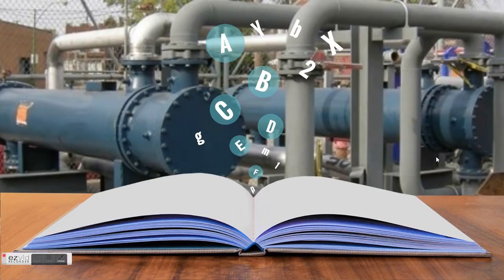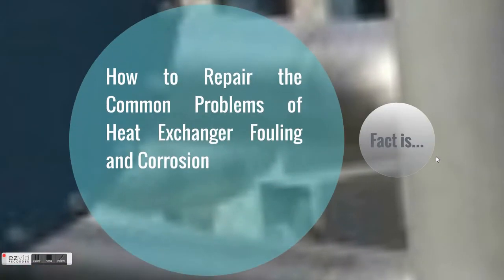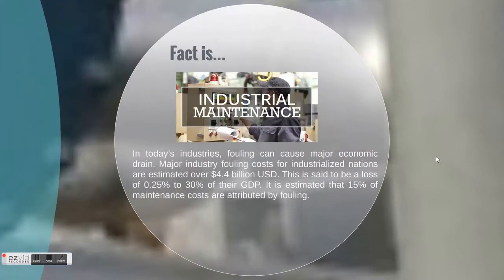In this video we will discuss how to repair the common problems of heat exchanger fouling and corrosion. Heat exchanger fouling is defined as the accumulation and deposit of unwanted substances that form on the external and internal surfaces of a variety of processing equipment called heat exchangers. This nuisance material can include, but isn't limited to, algae, scale, insoluble salts, and suspended solids.